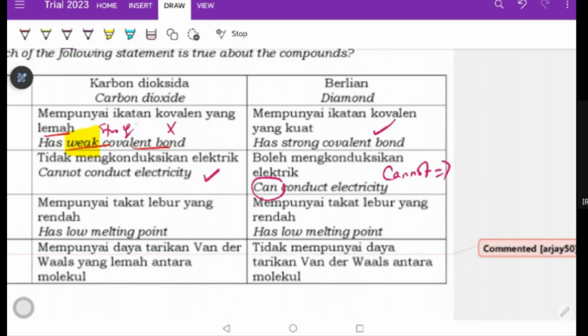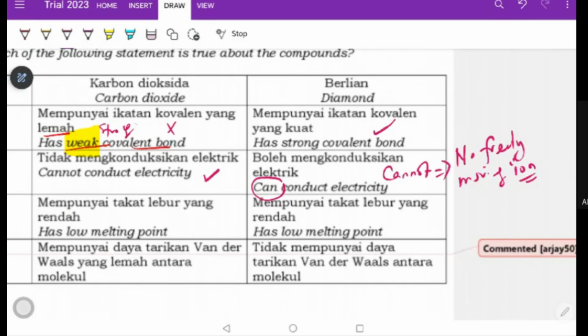Yeah, class. What cannot conduct? Why can it not conduct electricity? No free moving ions. Yeah, our standard answer: no freely moving ions. Okay.